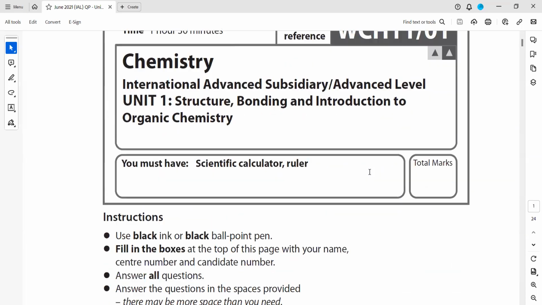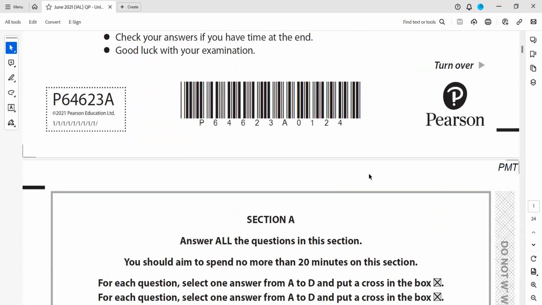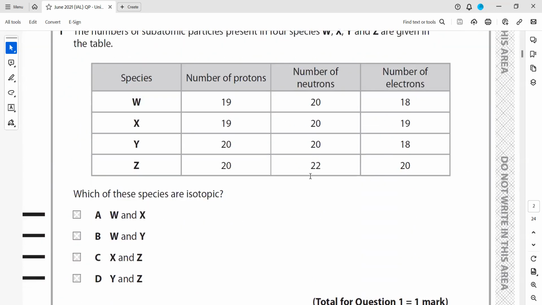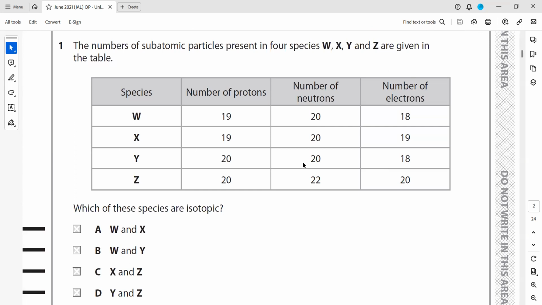So this was the June 2021 exam paper. I'll go through each multiple choice question. The number of subatomic particles present in 4 different species, W, X, Y, and Z, are given. Which of these species are isotopic?